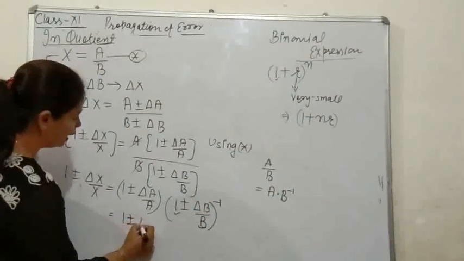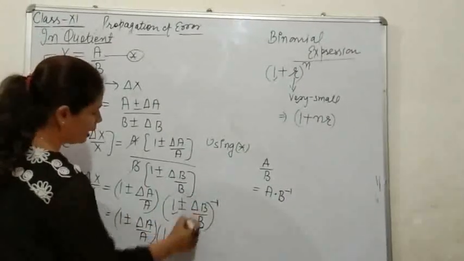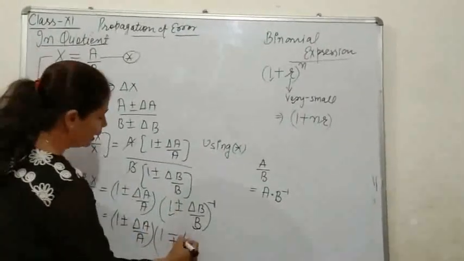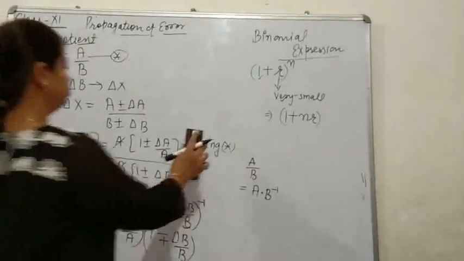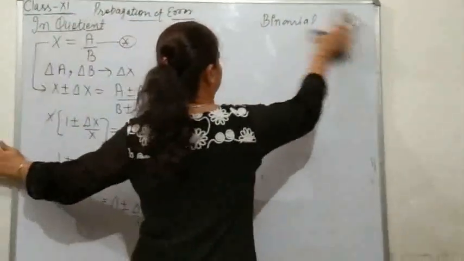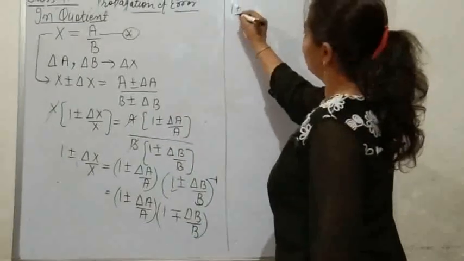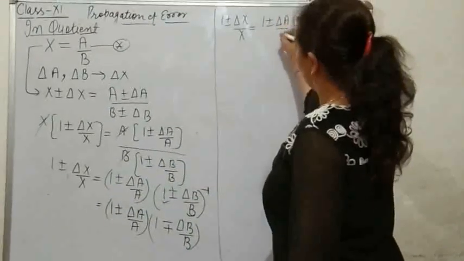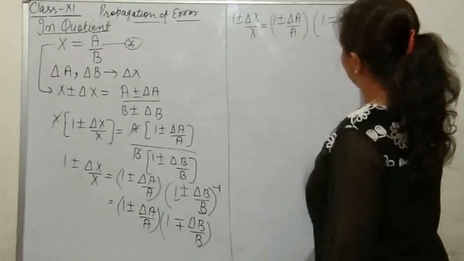Now, 1 plus minus delta a upon a into 1 minus plus delta b upon b. Why am I changing the sign? Because the minus will multiply with these two terms, changing the sign. Clear up to now? Now 1 plus minus delta x upon x will be equal to 1 plus minus delta a upon a into 1 minus plus delta b by b.